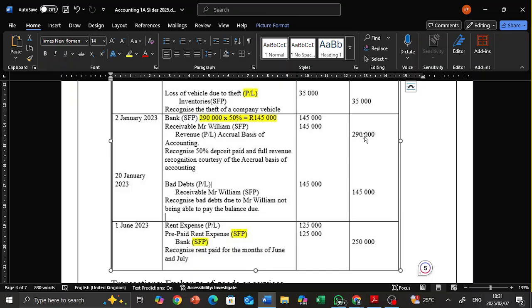Because revenue, right? I'm going to get down to that just now, but good question. Revenue increases on the credit side. Now, you guys must understand, not everything increases on the debit side and decreases on the credit side. Some elements decrease on the debit side and increase on the credit side. Does that make sense?